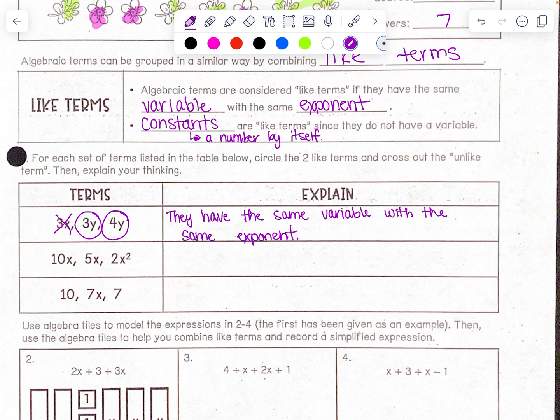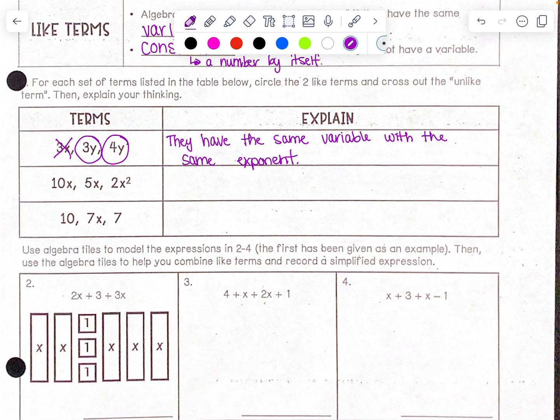Okay, I want you to pause the video here and try the next 2 on your own, then come back to check. Okay, hopefully you're coming back to check. We've got 10x, 5x, and 2x squared. The like terms are the 5x and the 10x. Unlike is the 2x squared. You have to have the same variable with the same exponent.